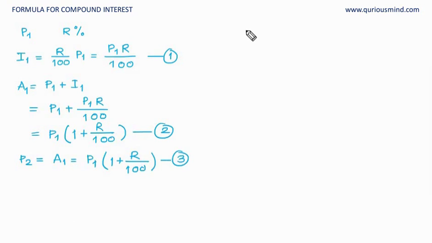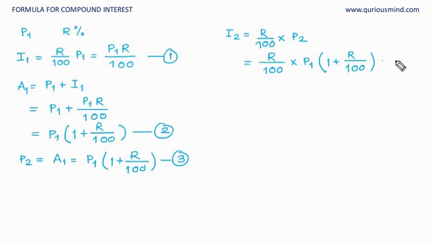Now let's start second year. Now for second year, I2 would be R upon 100, rate percent, multiplied by P2. So that would be R upon 100 of P2. What is P2? P2 is P1 into 1 plus R upon 100. So that is our equation 4.